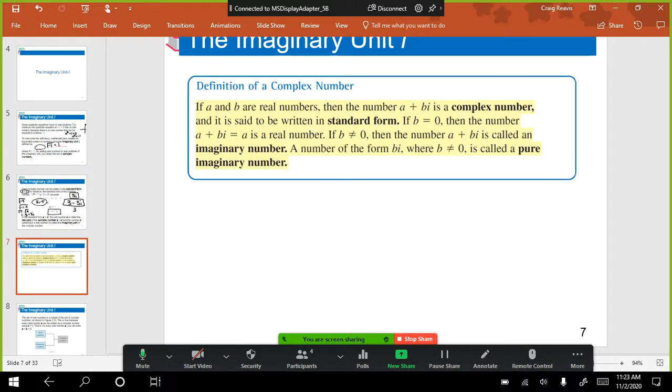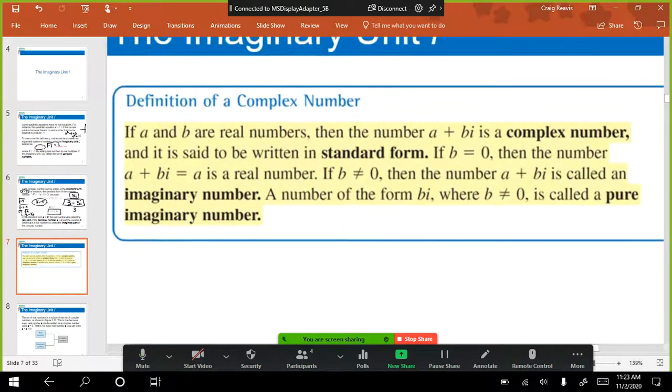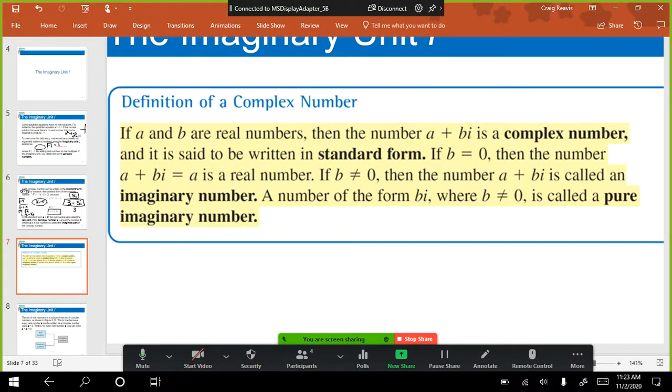Definition. Here's just the definition of a complex number. If A and B are real numbers, then the number A plus BI is a complex number and is said to be written in standard form. If B is equal to 0, then the number A plus BI equals A is a real number, right? If B is 0, there is no imaginary part. That makes the i go to 0. So it is a real number. If B is not equal to 0, then the number A plus BI is called an imaginary number. The number of the form BI, where B is not equal to 0, is called a pure imaginary number.